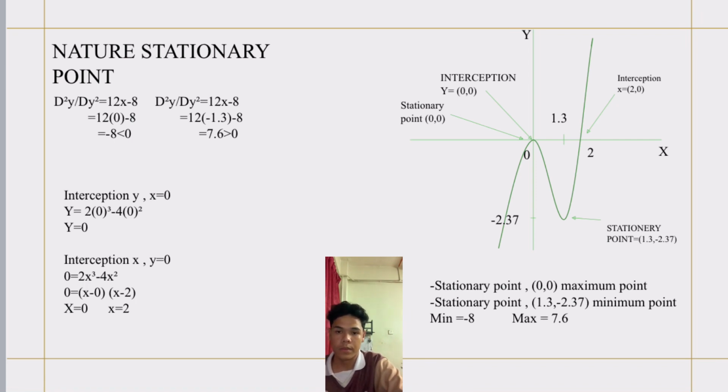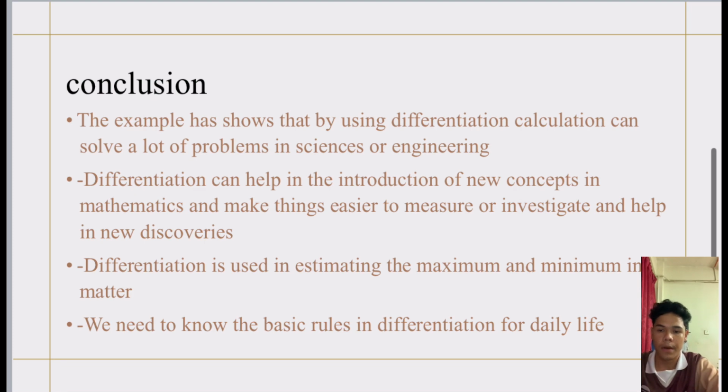For the conclusion, the example has shown that by using differentiation, calculus can solve a lot of problems in science or engineering. Differentiation can help in the introduction of new concepts in mathematics, make things easier to measure or investigate, and help in new discoveries. Differentiation is used in estimating the maximum and minimum in a matter. In the end, we need to know the basic rules of differentiation for daily life.